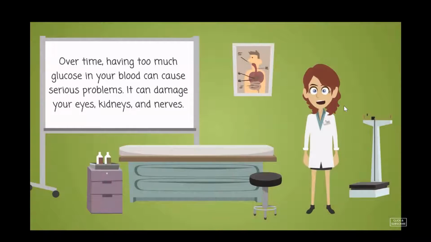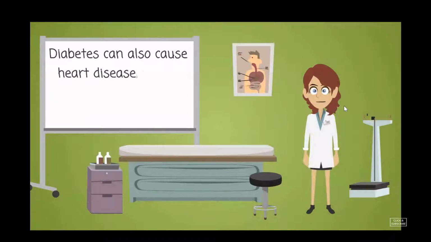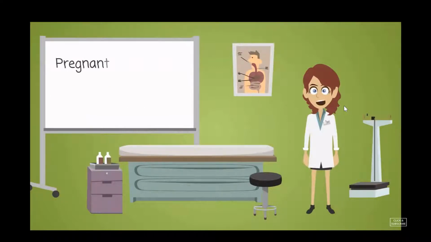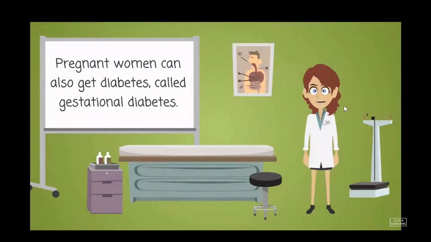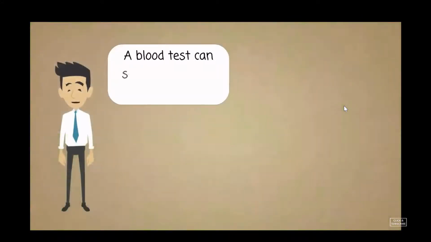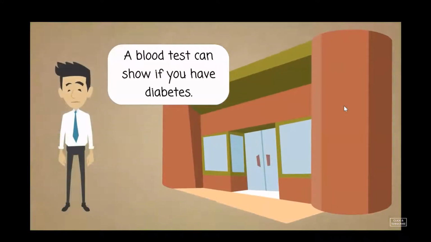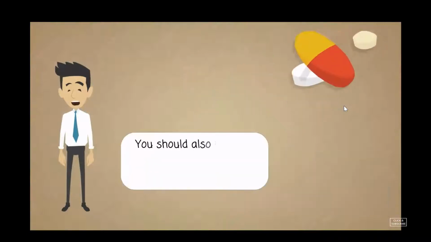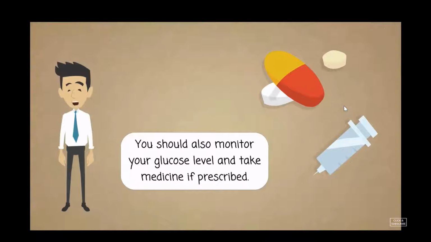Over time, having too much glucose in your blood can cause serious problems. It can damage your eyes, kidneys, and nerves. Diabetes can also cause heart disease, stroke, and even the need to remove a limb. Pregnant women can also get diabetes, called gestational diabetes. A blood test can show if you have diabetes. Exercise, weight control, and sticking to your meal plan can help control your diabetes. You should also monitor your glucose level and take medicine if prescribed.